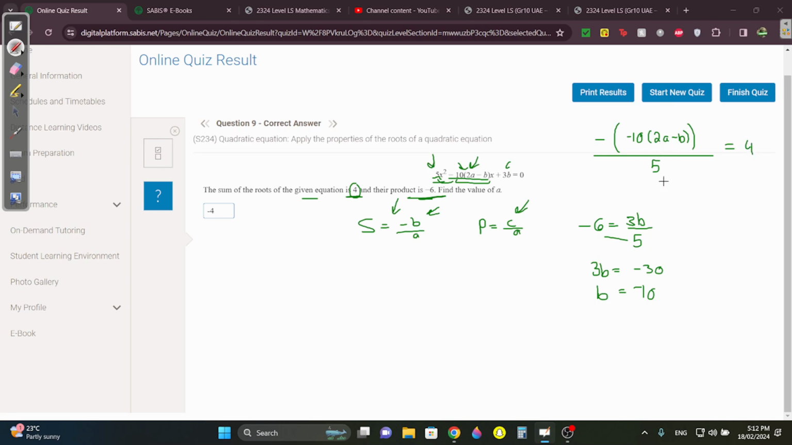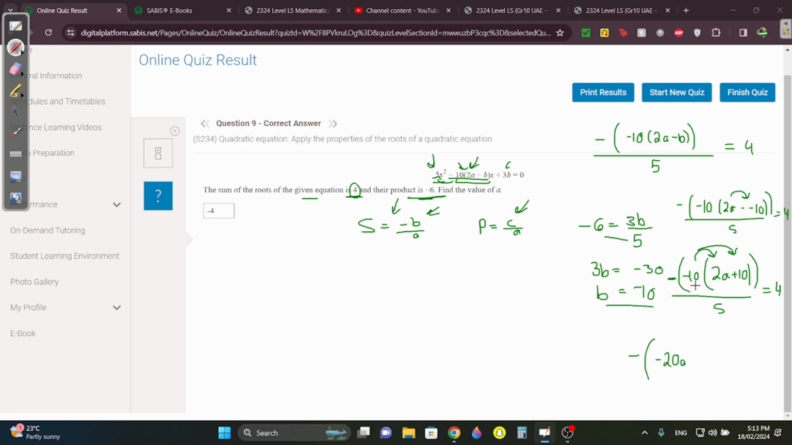Okay, let's simplify this. We said b is minus 10, so let's simplify it more. It's going to be minus outside, minus 10 times 2a minus minus 10 over 5 equals 4. Let's simplify it more. 2a minus minus 10 is actually 2a plus 10, no? And you have the minus 10 outside, and don't forget you have that minus outside, over 5 equals 4. Okay, let's simplify more. Minus 10 times 2a and minus 10 times 10. You still have that minus outside, don't forget. Minus 10 times 2a is minus 20a, and minus 10 times 10 is minus 100.